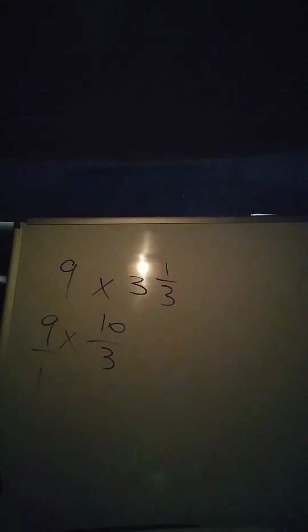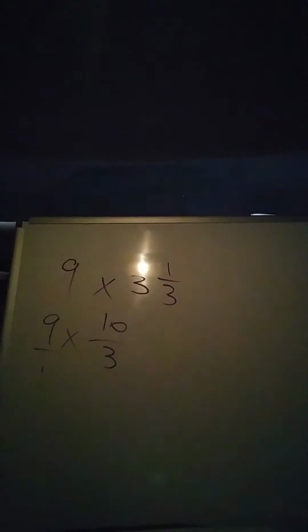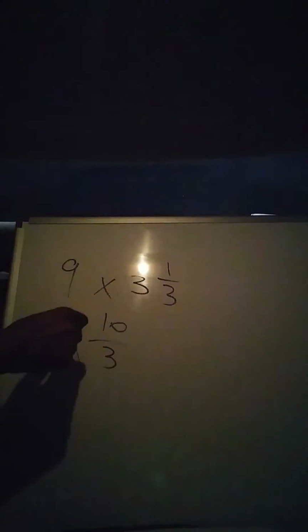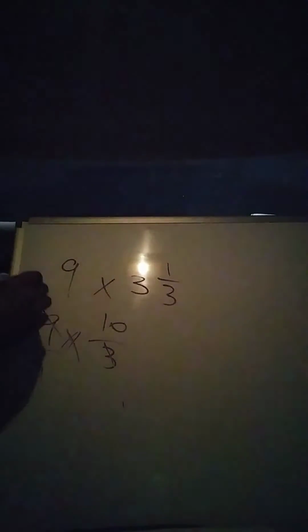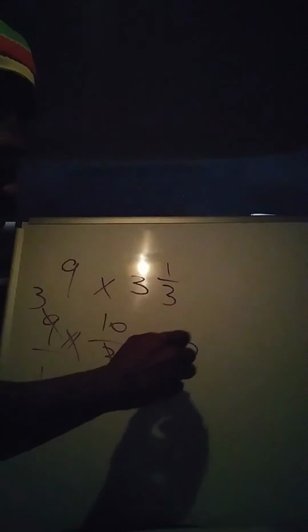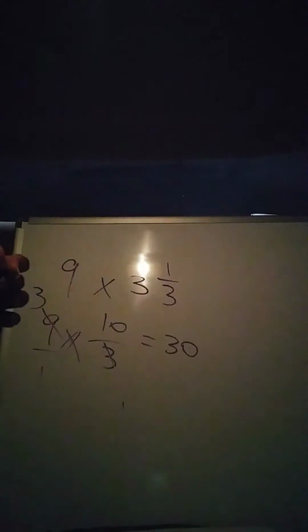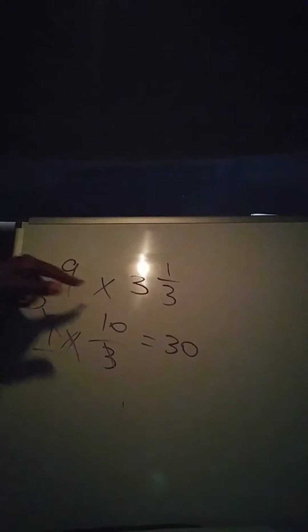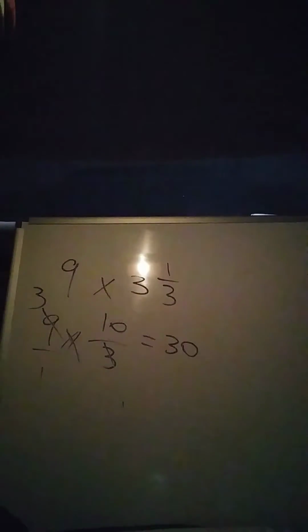And 9 can be over 1, right? 9 times 10 over 3. Everybody see? Okay, good. Because you have this multiplication sign here, you can go ahead and cross reduce. 3 into itself is 1, 3 into 9 is 3, right? So 3 times 10 is 30. It's going to be 30 over 1, which is the same as 30. So your final answer is actually 30, right? 9 times 3 1/3 is actually equal to 30.